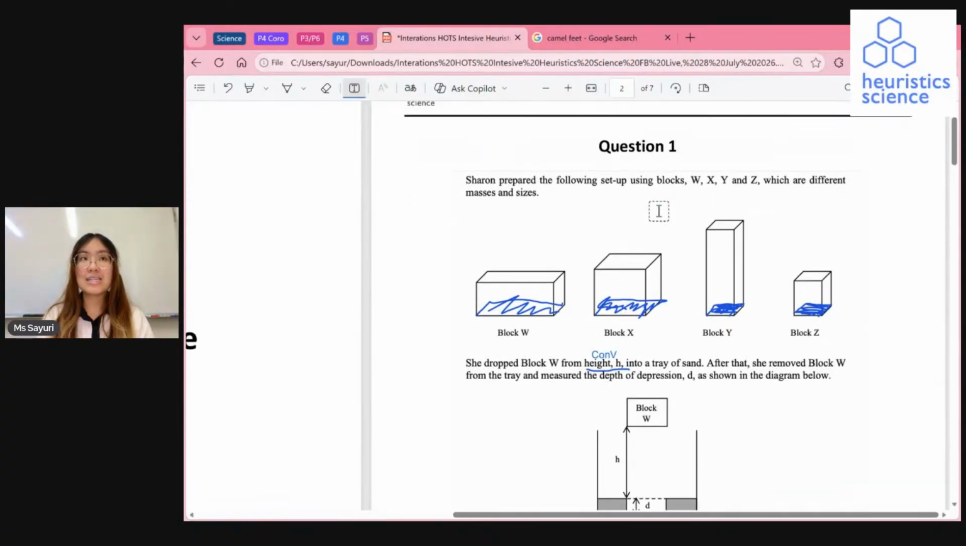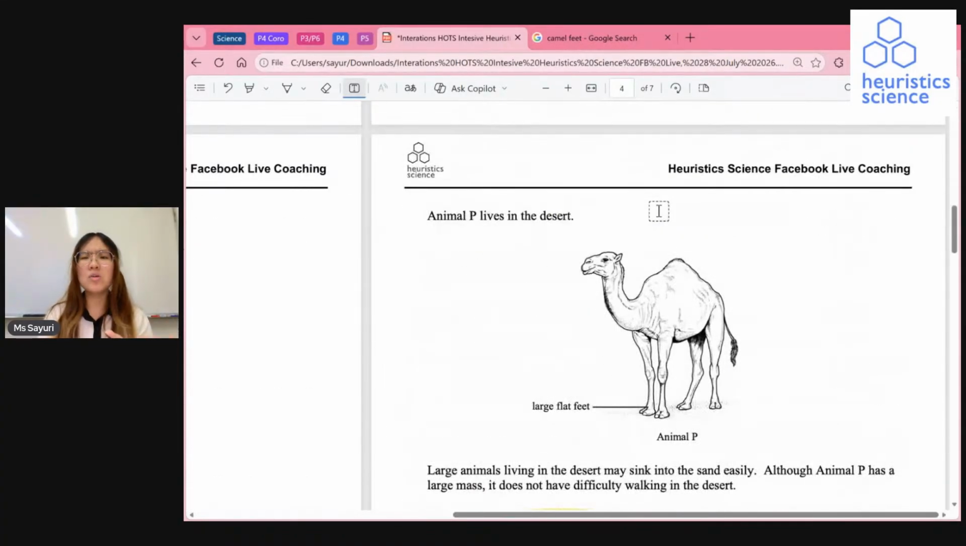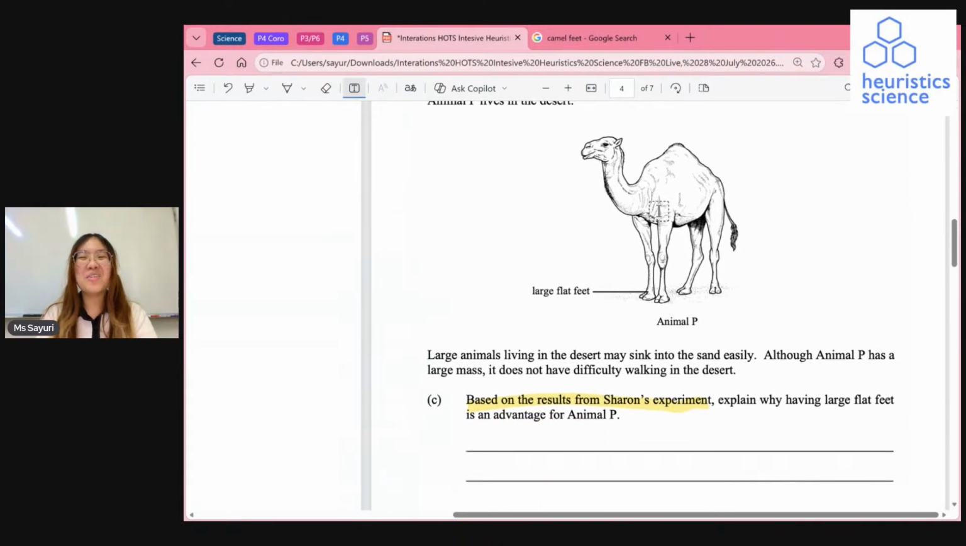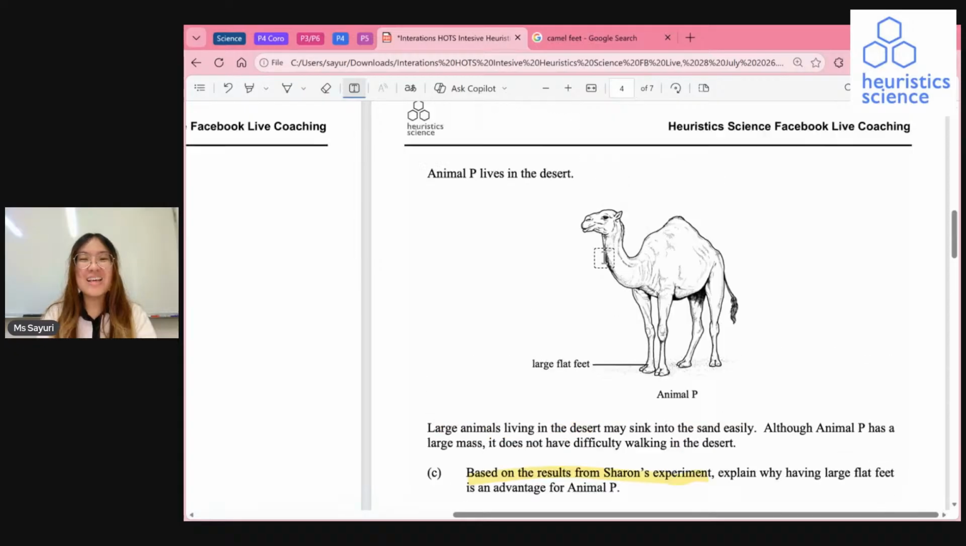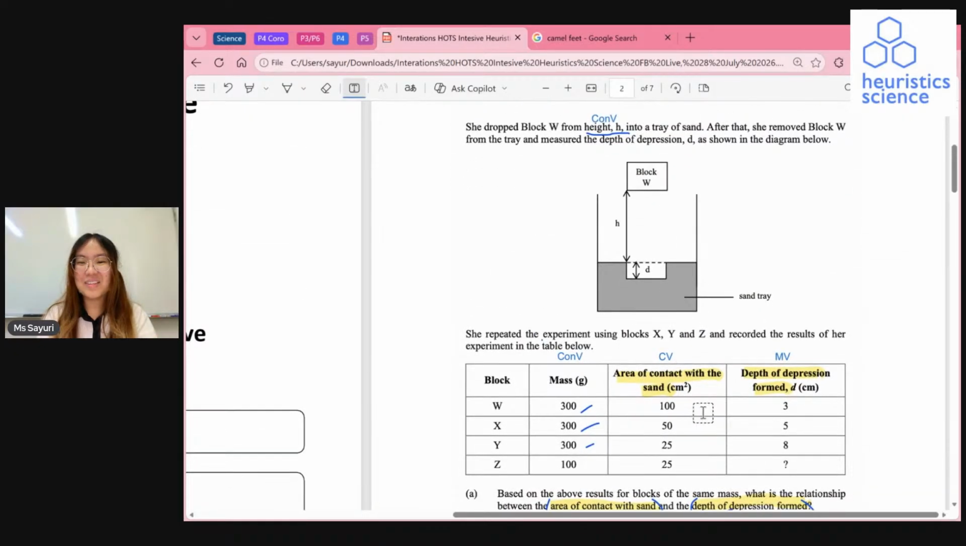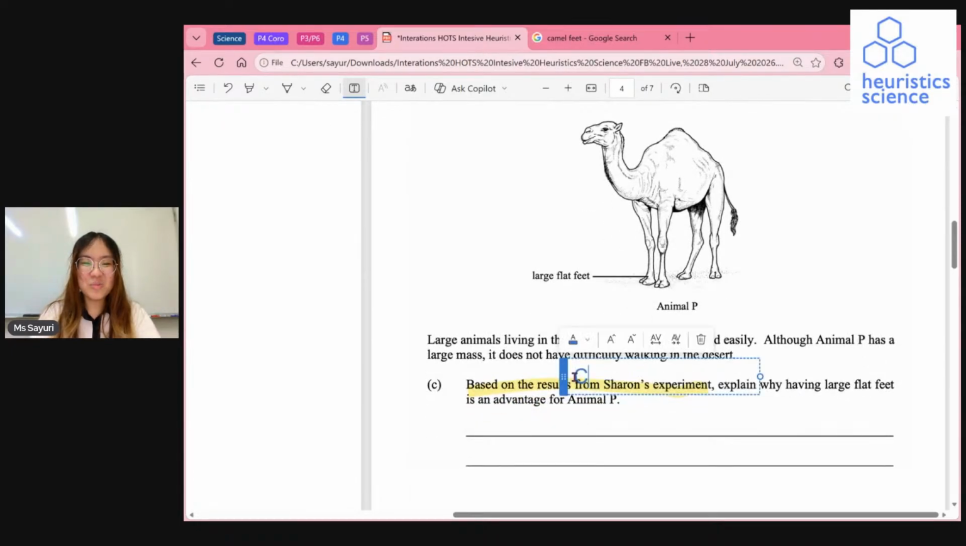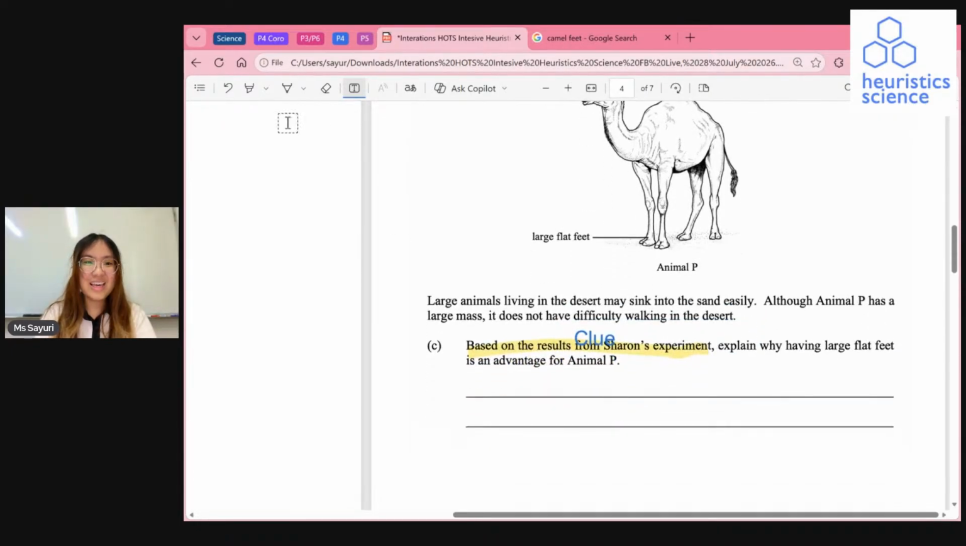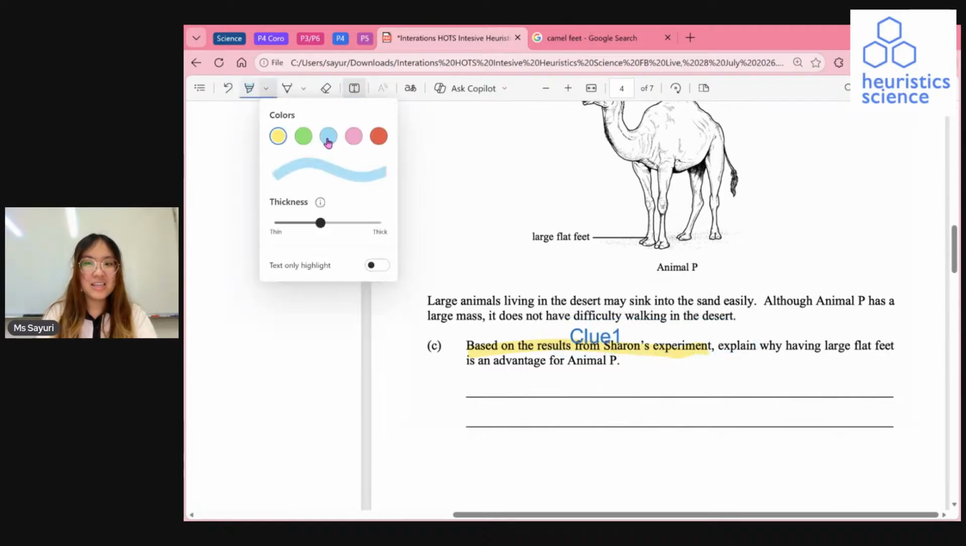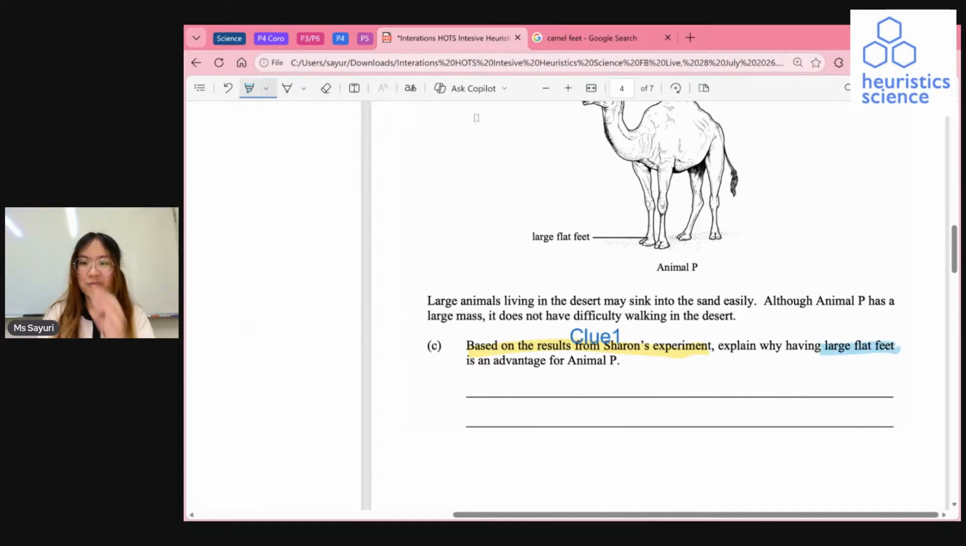So in the exam, you got stuck. They say, oh, randomly give me a camel. Go to the previous page. Think harder. Think about what kind of link there is between flat feet and the area of contact with the sand. Great. So now in this case, I'm going to put this as the clue, and this is one clue over here, and the other one, I'm going to give it to large flat feet.